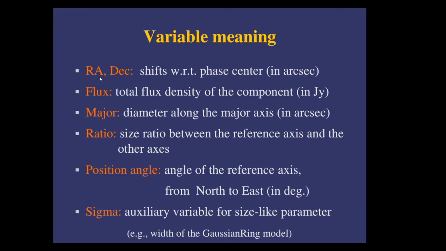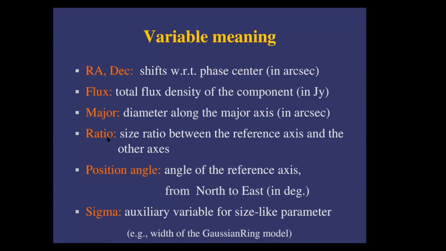So the first characteristic is the position, which is set in UVMultiFit in right ascension and declination as a shift with respect to the phase center. And this shift is expressed in arcseconds. Okay, so your phase center is the position 0, 0, and all the positions are referred to this position. So the flux is the total flux of the component in Jansky. And for models with an extended size, you can set the major axis, which is the diameter along the major axis in arcseconds.